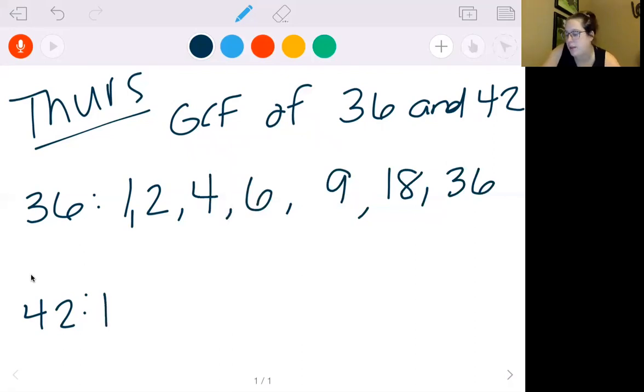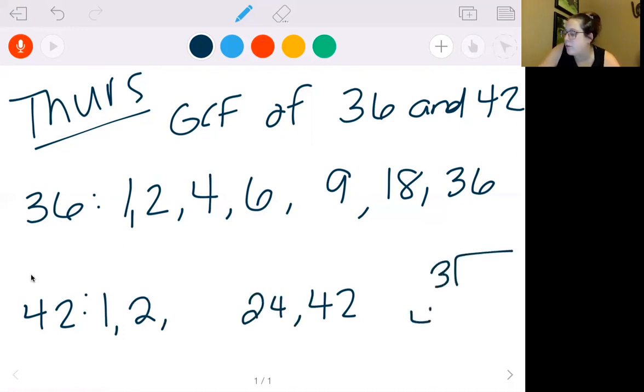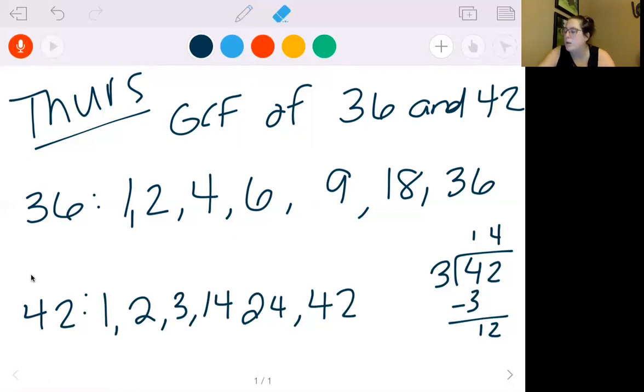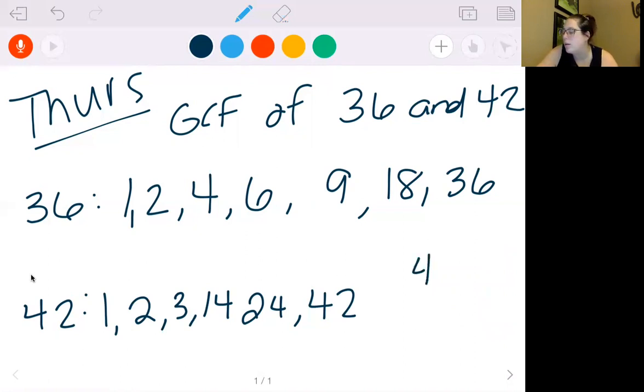So let's do 42. I can do 1 times 42, 2 times 24. Let's see. Remember, I can do 4 plus 2 equals 6. So 42 is divisible by 3. So let's go off to the side and figure it out. So 3 and 14. 42 divided by 4. Nope, that's not going to work. Can't be divided by 5.